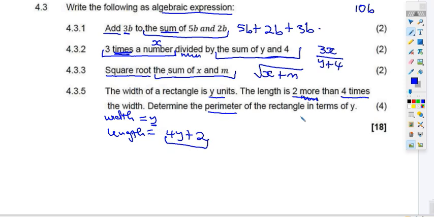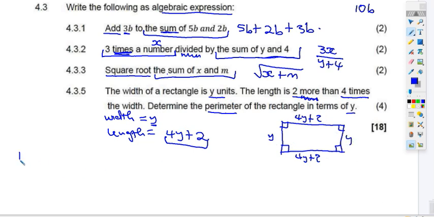Determine the perimeter of the rectangle in terms of y. How do we determine perimeter? Perimeter, we add all the 4 sides. Hey, my rectangle is not that beautiful, but yeah, remember, this is a rectangle. A rectangle is that quadrilateral with 2 pairs of opposite sides being equal and parallel, but it also has a 90-degree angle. So my length is 4y plus 2, and this is also 4y plus 2. My width here is y, and it's y.